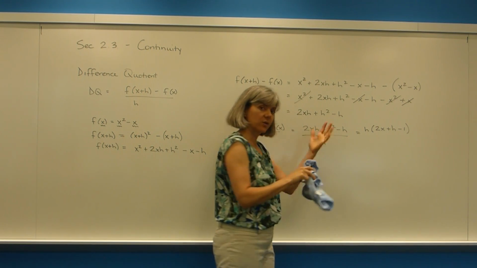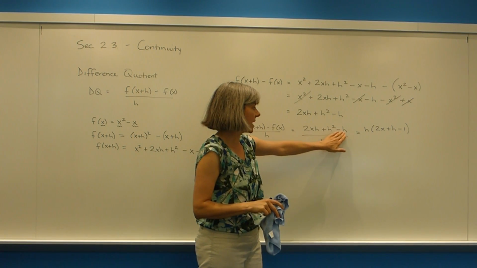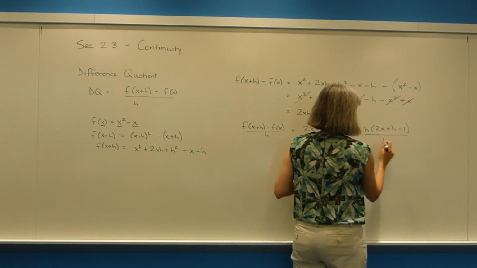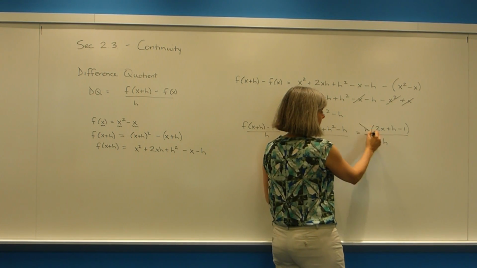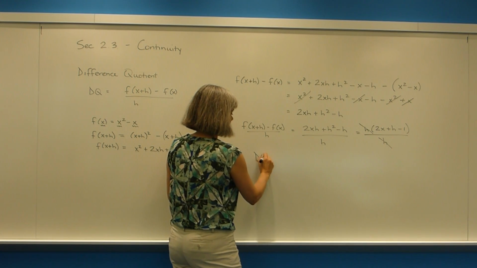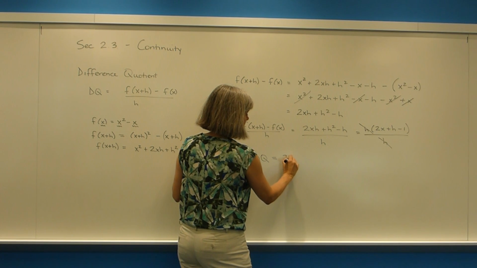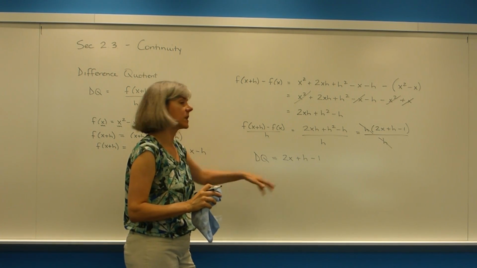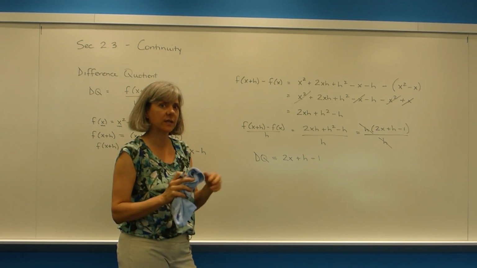Remember, factoring out is like dividing by. So h divided by h is 1, not 0. Divided by h. Now we have multiplied factors. So now those cancel. So in the end, finally, our difference quotient is 2x plus h minus 1. And that's something that we're going to work with, and that will turn out to be pretty cool.